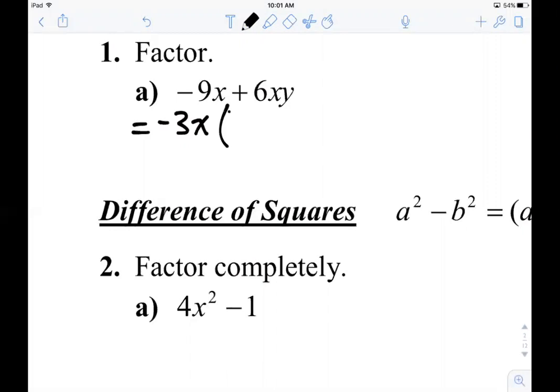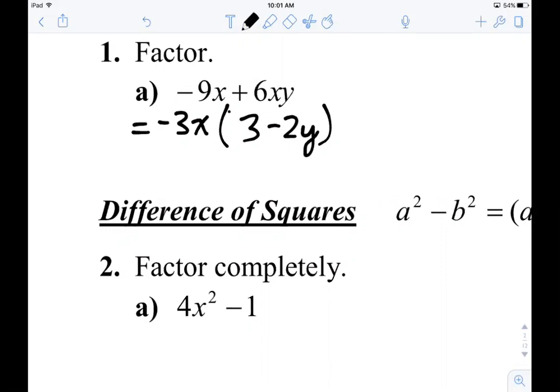So our common factor now is out in front, and now, as I said, we're going to create a bracket beside it, and the bracket's going to have pieces that represent what's left over when our original polynomial gets divided by our common factor. So we take -9x and divide by -3x, and we just get the number +3. Take +6xy, divide it by -3x, and we get -2y. So that is our final common factored form.